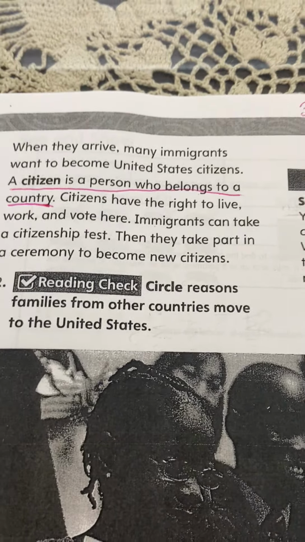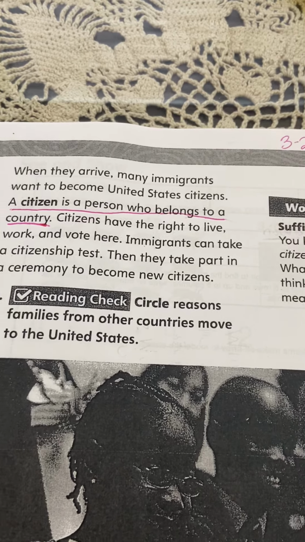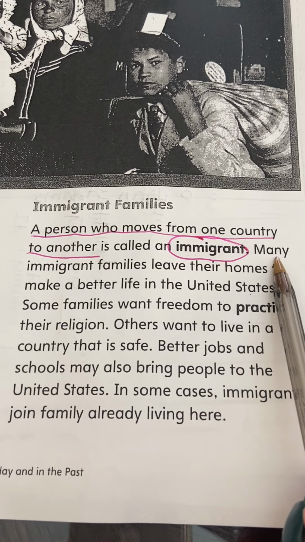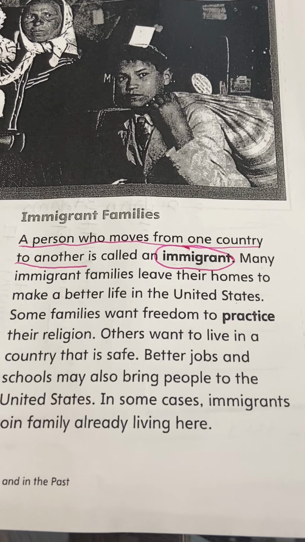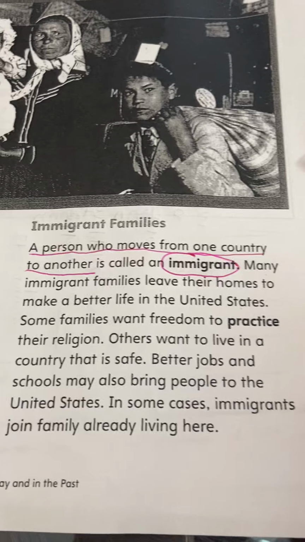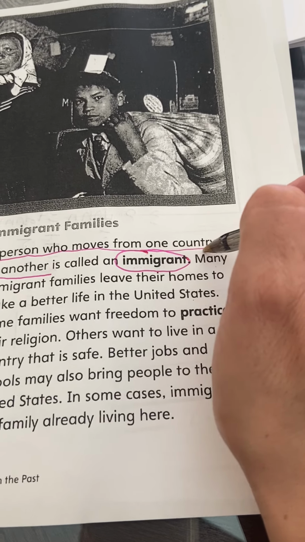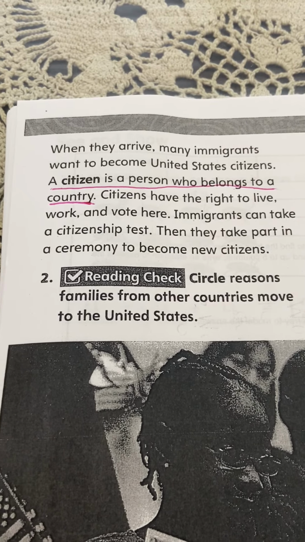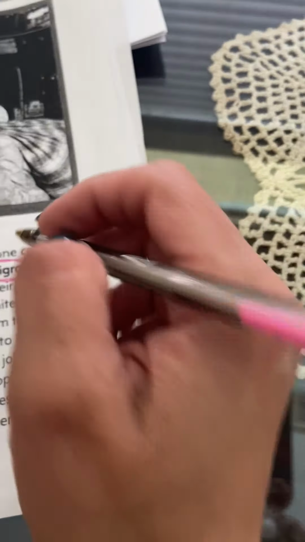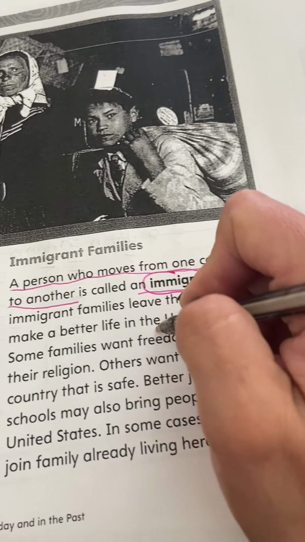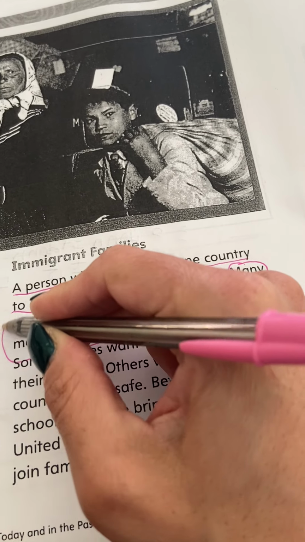Okay, so what are some reasons that some families have immigrated here from another country? If I go back over here, I'm reading right here, it says many immigrant families leave their homes to make a better life in the United States. Okay, that's one reason why they come over here. And that's what number 2 said. It says circle reasons families move from other countries. So this is one reason why they move from another country, to make a better life in the United States.